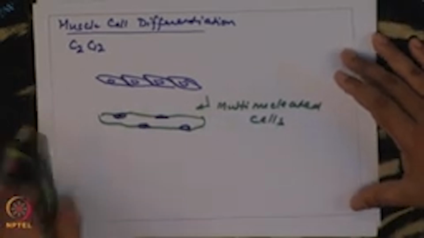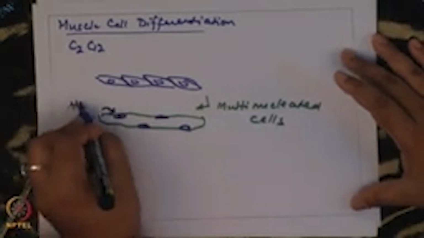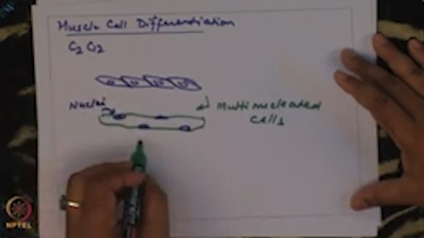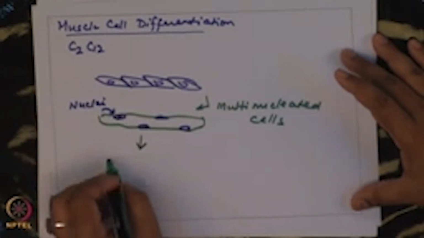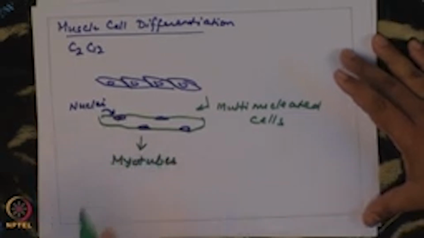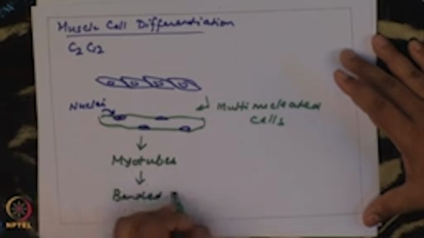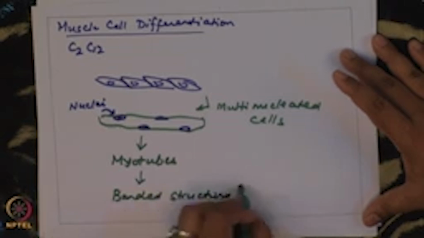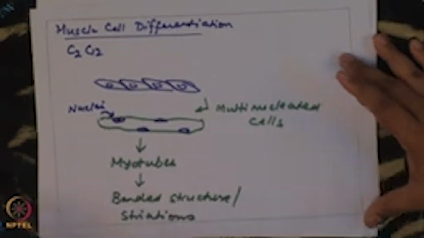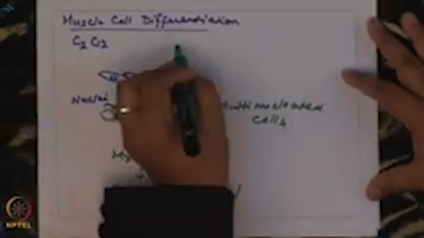Okay. So, here in blue these are the nuclei, and then after forming these multinucleated structures, these guys differentiate to form myotubes, where you can see the banded structure, also referred to as striations. Okay. So, this was done in the group of Dr. Dennis Discher.